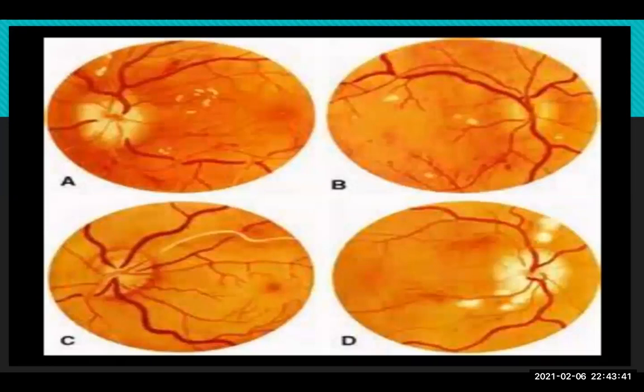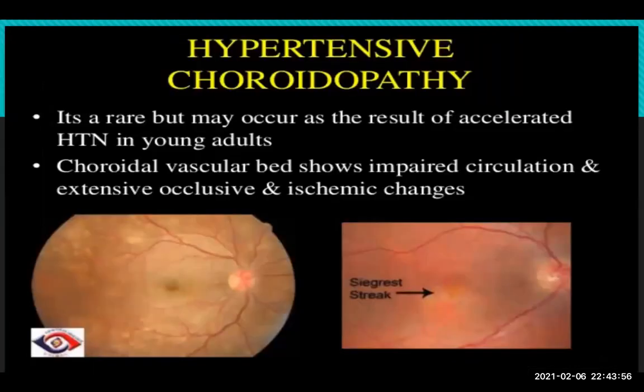Another photo for all grades: there is a generalized attenuation. There are marked cotton wool spots. There are flame-shaped hemorrhages. There is papilledema, different forms of the acute hypertensive retinopathy.